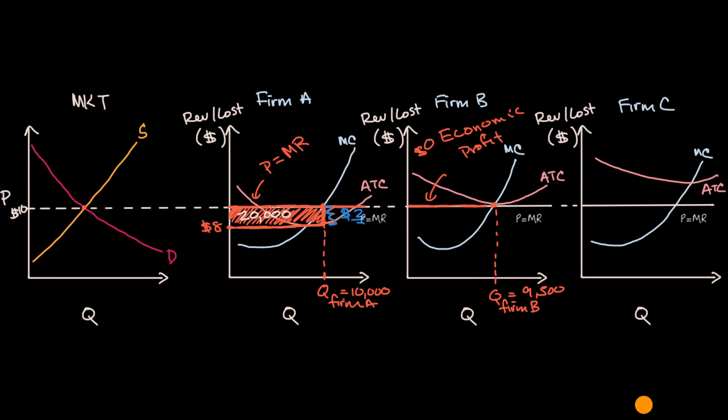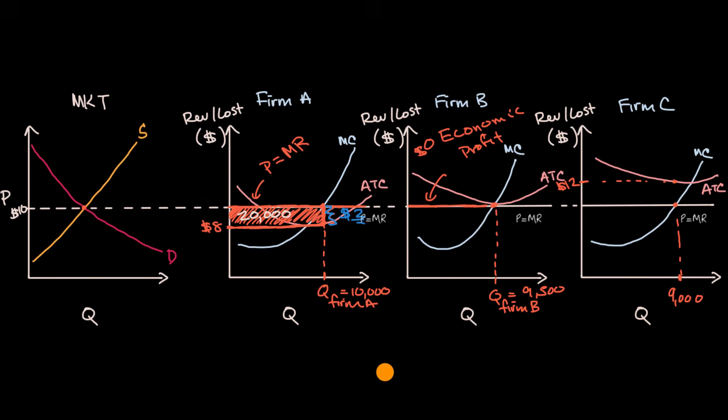And then last but not least, let's think about firm C. Pause this video and think about what its economic profit would be. Well, like we've seen, it would be rational for it to produce the quantity where marginal cost is equal to marginal revenue, which is equal to the market price. So it would produce this quantity right over here. And let's say that quantity is 9,000 units. And what's its average total cost then? So at 9,000 units, its average total cost, let's say that is $12 right over there.